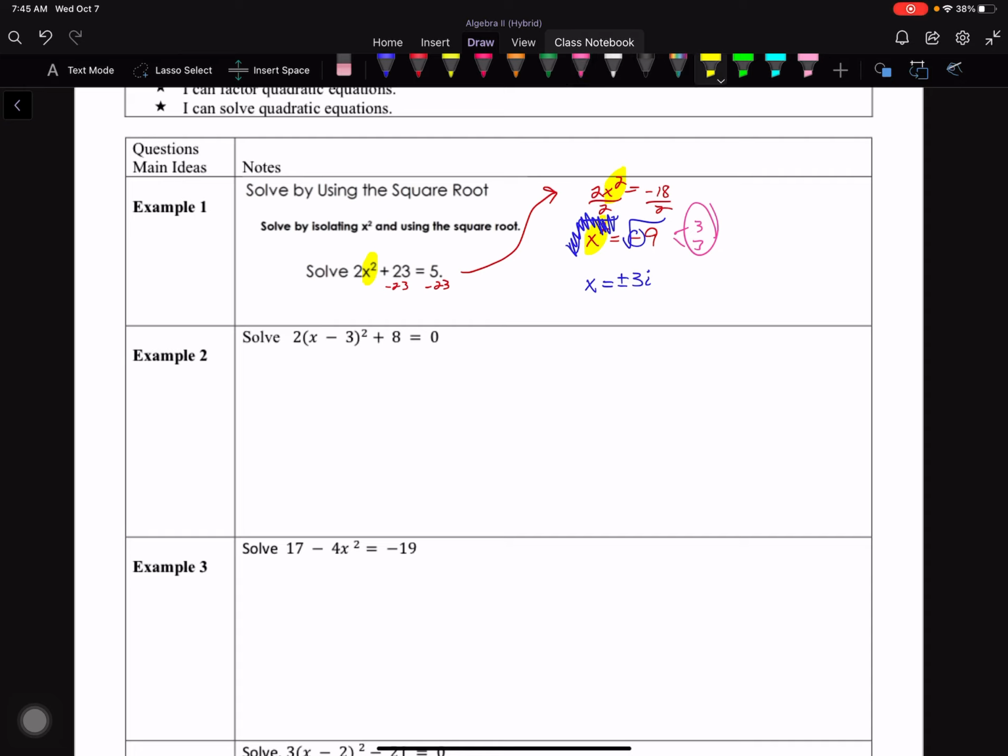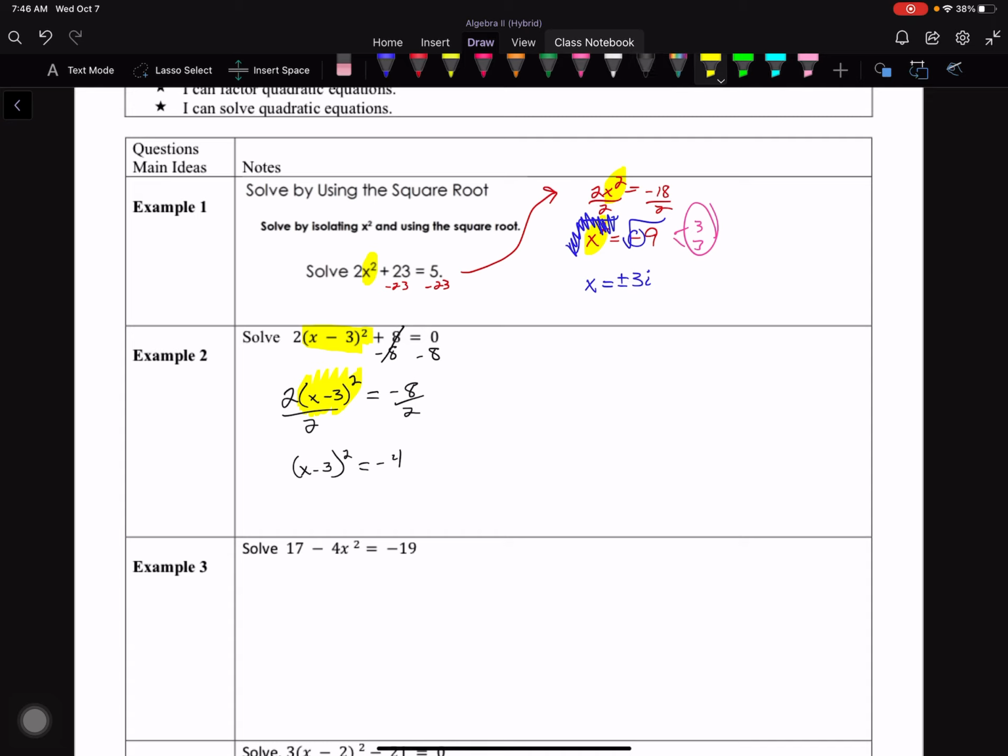The idea is still the same, so you have to look for whatever's being squared. In this example, number 2, this whole x minus 3 part is what's being squared. So that's what we want to isolate first. So the 8 and the 2 have to move over to the other side using inverse operations, starting with subtracting 8. So we still have 2 times x minus 3 squared equals negative 8. Again, this is what we're trying to isolate first, so we need to get rid of that 2. We can do that by dividing both sides by 2. X minus 3 squared equals negative 4.